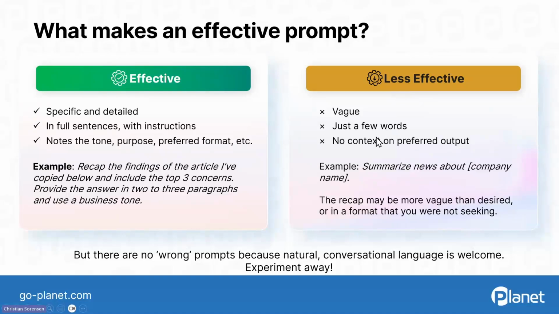If we're vague, if there's just a few words, if there's no context, it's not going to give us exactly what we want. But again, there's no wrong way to prompt Copilot. It's really a learning process, right? We're learning how to communicate with this technology. We can iterate, we can try again, we can start over with a new chat if we need to at any time as well.